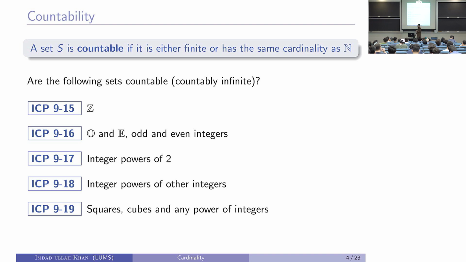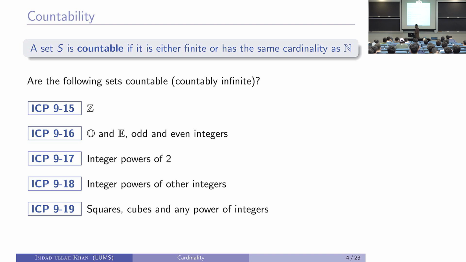Are these sets countable? By the way, what is a countable set? We saw a set is countable if it's finite, it's definitely countable. If it's infinite, then it's countable if it has the same cardinality as N, if they can be placed in a one-to-one correspondence with N. So is Z countable? The set of integers, does it have the same cardinality as N? No, it's not, doesn't have the same cardinality as N. We saw it last time.